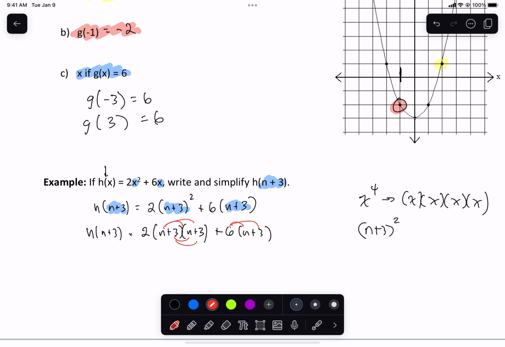Then we're going to take the 6 and distribute it into that second bracket. Each one of those arches represents a multiplication. At the very end, you still have to put that 2 in, but leave the 2 until after. So we're going to go 2. N squared would be the first arch, that's n times n, plus 3n, plus another 3n.